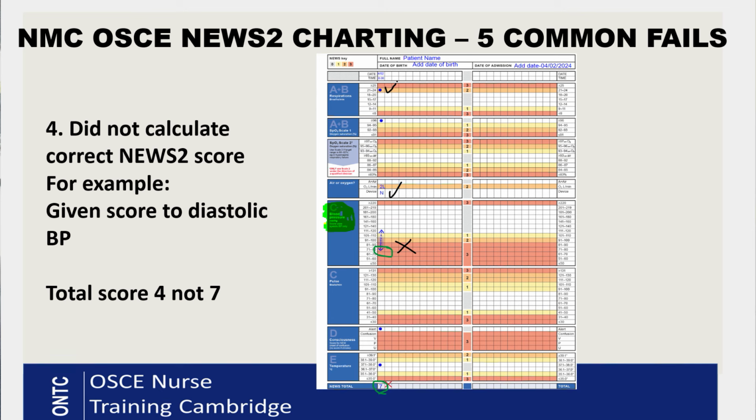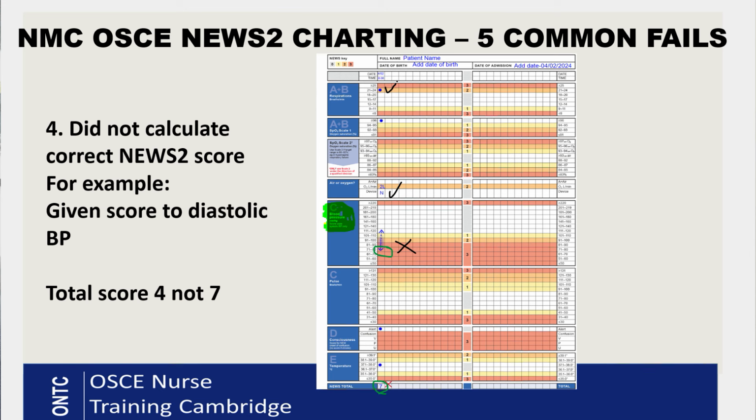Okay, number 4, did not calculate correct NEWS score, for example. As you can see on your chart here, I plotted the score of 7, which is obviously wrong. Why? Because if you count from the top, 2 for respirations is correct, 2 for oxygen, because your patient is on oxygen. Anybody who is on oxygen will automatically score 2, so that's 4. And then everything else was normal, but I got confused and I scored for the diastolic blood pressure.